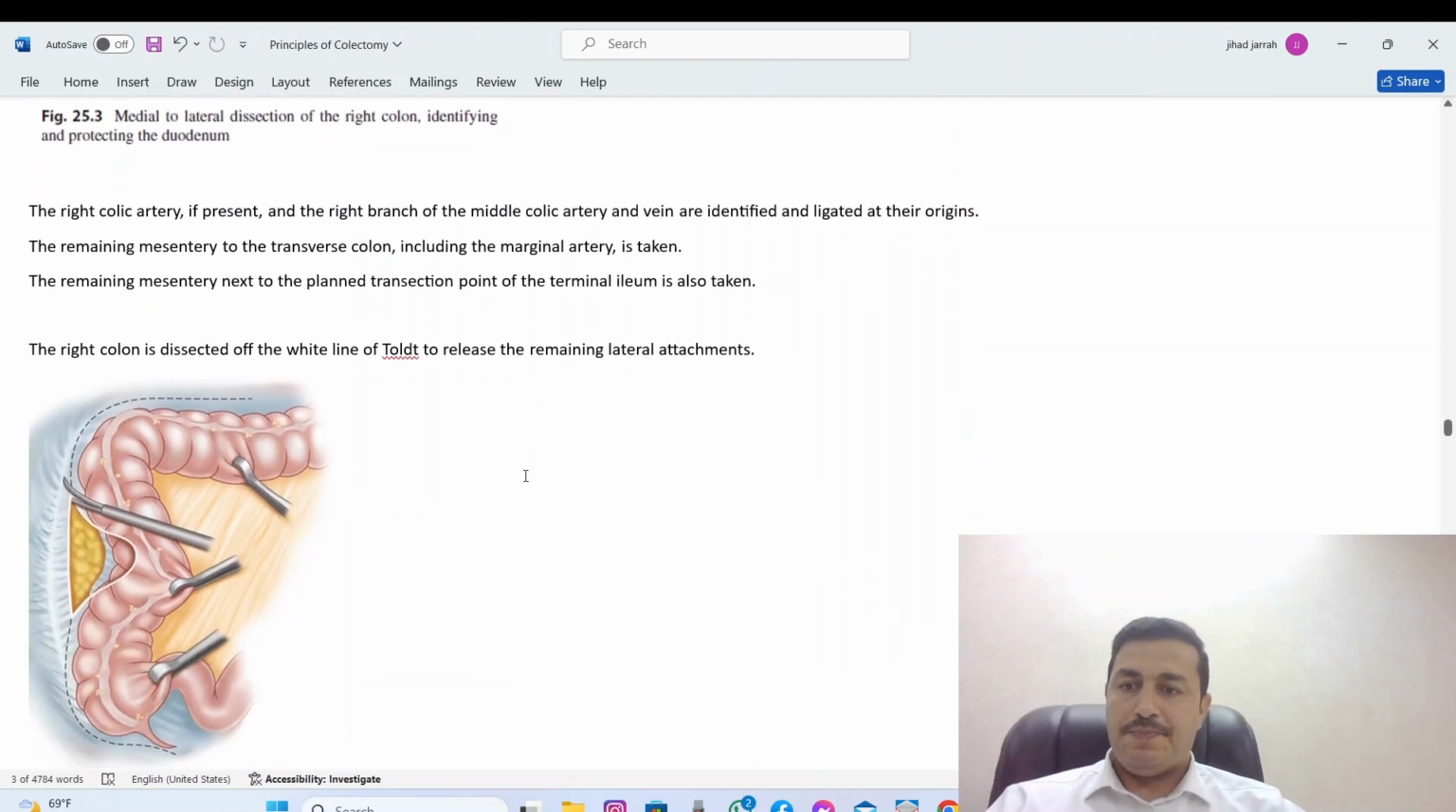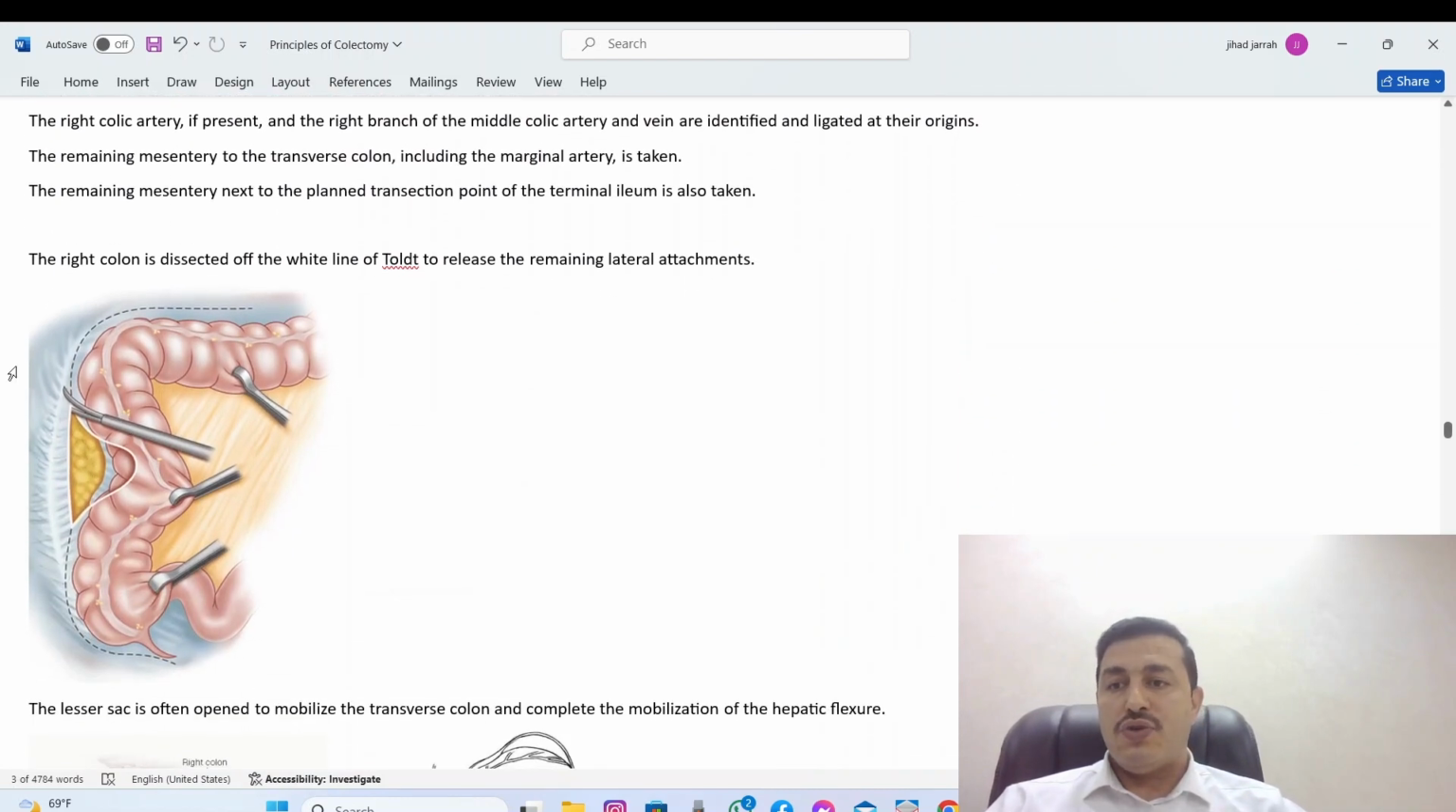Okay, this is the lateral approach. You can see they start from down at the cecum. This is called the line of Toldt. They free it and go medial. Some surgeons prefer the medial to lateral, because if we start lateral, the large bowel will drop into the operating field and make it hard to deal with the mesentery.